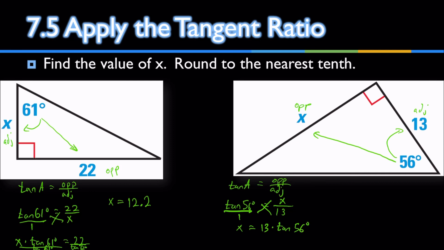Now students often ask, how do I know if I should be multiplying by tangent or dividing by tangent? And my answer is, write out the formula. You say tangent of A equals opposite over adjacent. Fill in the angle. Fill in the opposite and the adjacent. Put the tangent over 1 and cross multiply, and that will show you whether you'll be multiplying or dividing. All right, I typed this in my calculator, and I get 19.3.